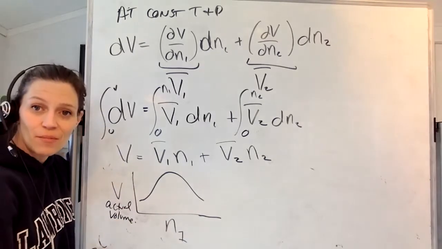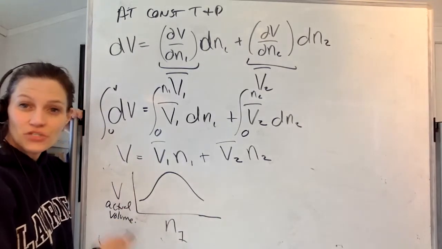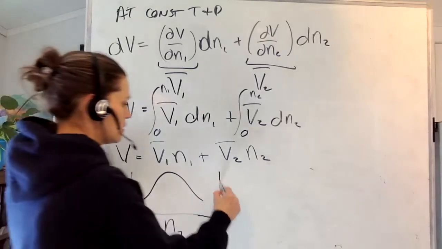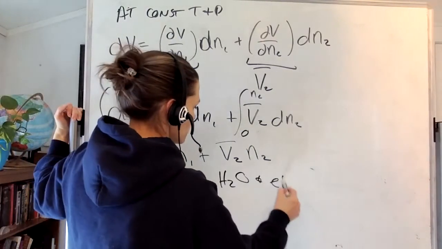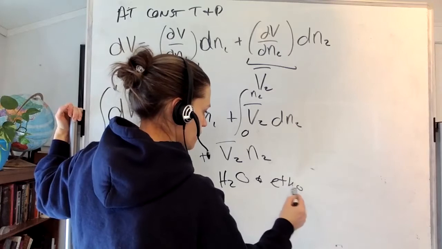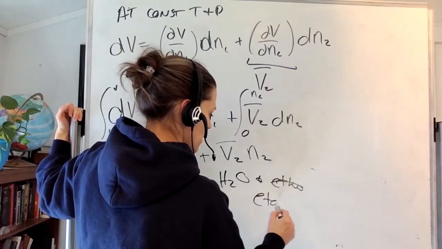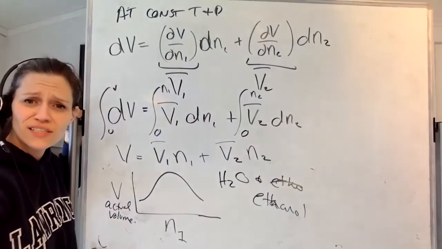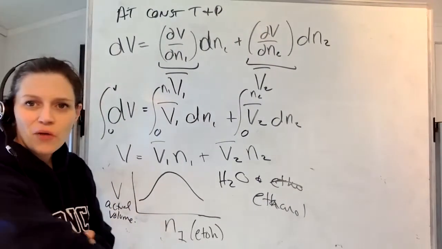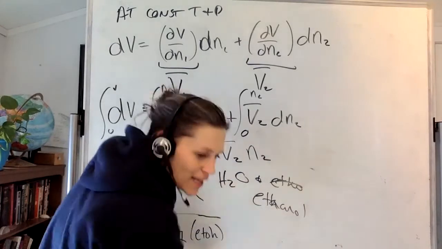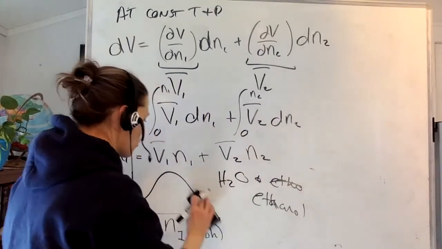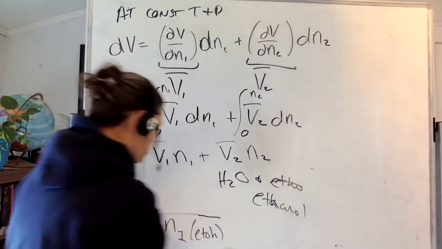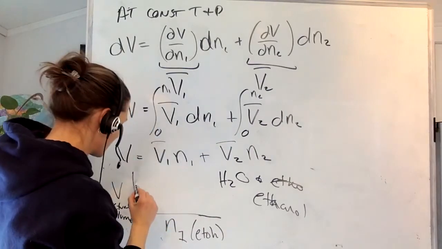You'd have to go into the lab and measure this, but then let's say this is water and ethanol. Okay, I just looked up what that plot would look like. It's figure 5A.1. And if this is water, it looks something like this.